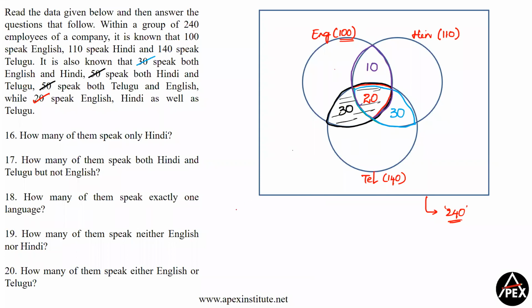40. So that will be 100 minus 10 minus 20 minus 30. So 100 minus 60, 40. So we have 40 employees speaking only English.